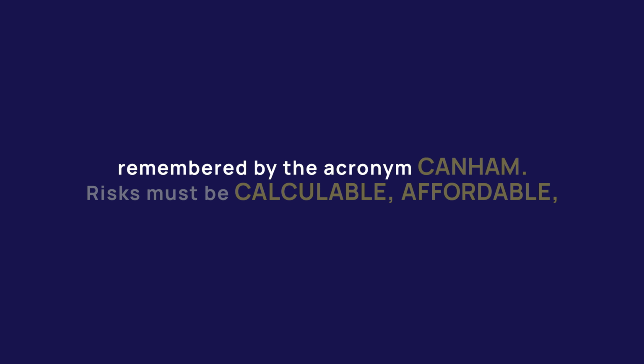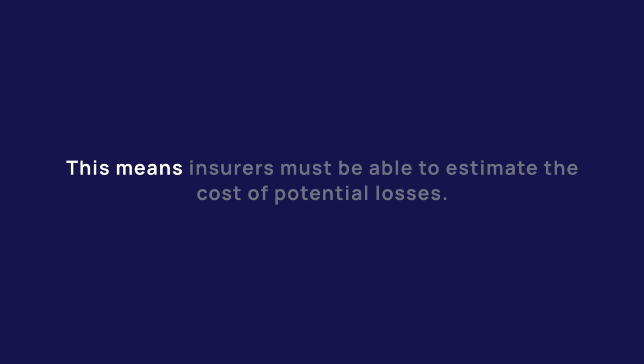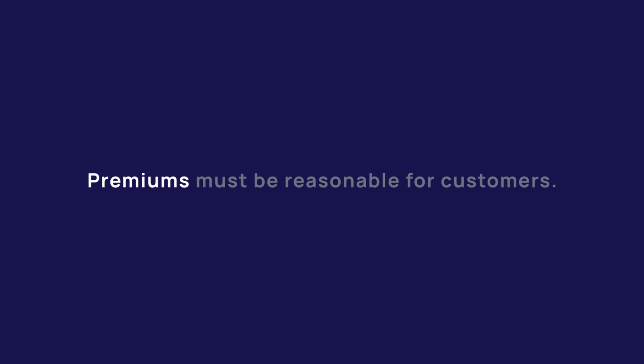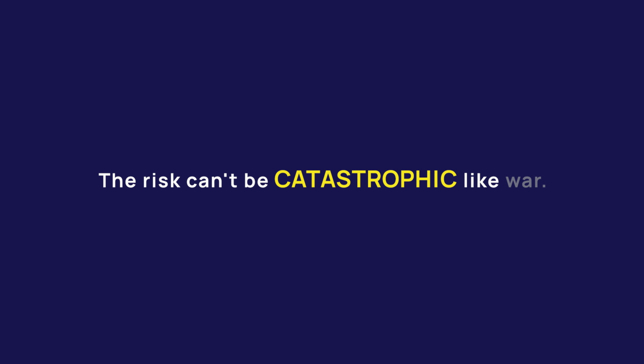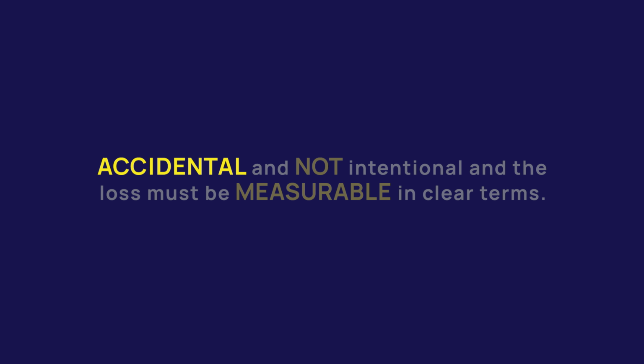remembered by the acronym CANHAM. Risks must be calculable, affordable, non-catastrophic, homogeneous, accidental, and measurable. This means insurers must be able to estimate the cost of potential losses. Premiums must be reasonable for customers. The risk can't be catastrophic like war. It must be similar enough to other risks for prediction purposes. The event must be accidental and not intentional, and the loss must be measurable in clear terms.